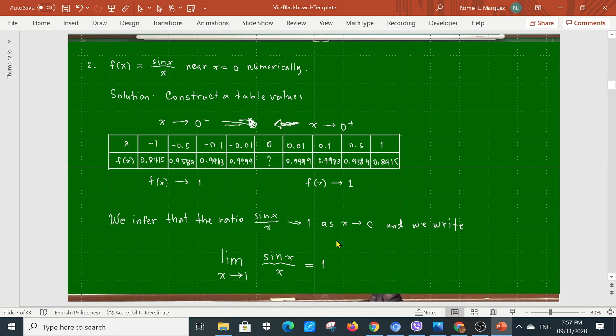Now, if the behavior from the left and from the right clearly does not approach the same value, perhaps you can infer that the limit does not exist. Let's say the behavior is 0.9999, 0.999, approaching 1, but the other side gives 2.9, 2.999, 2.9999. So it is clear that the limit being approached by the function is not unique from the left and from the right. Therefore, you can say that the limit does not exist.